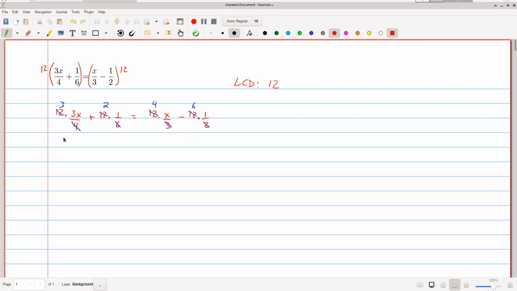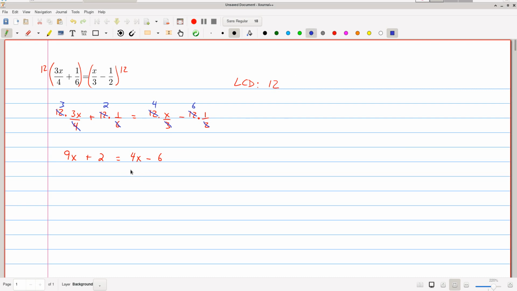Let's multiply what's left. 3 times 3x is 9x. 2 times 1 is 2. 4 times x is 4x. 6 times 1 is 6. Now we have an equation with no fractions.